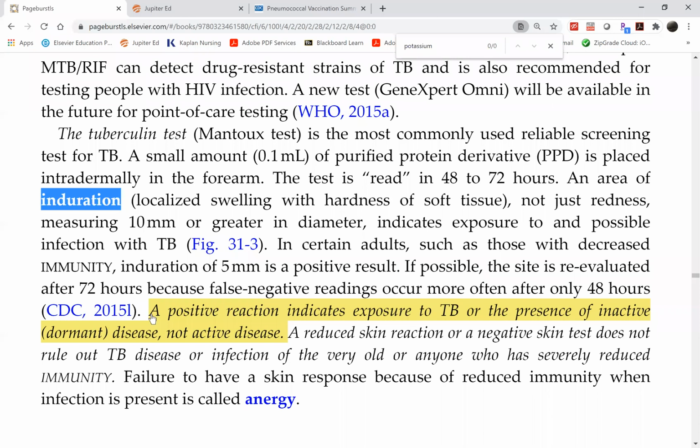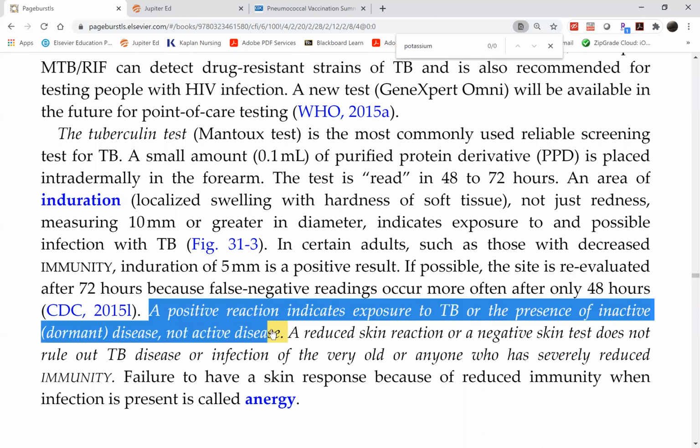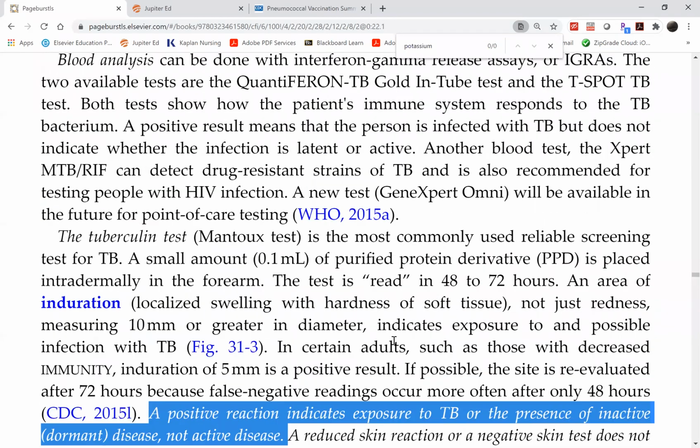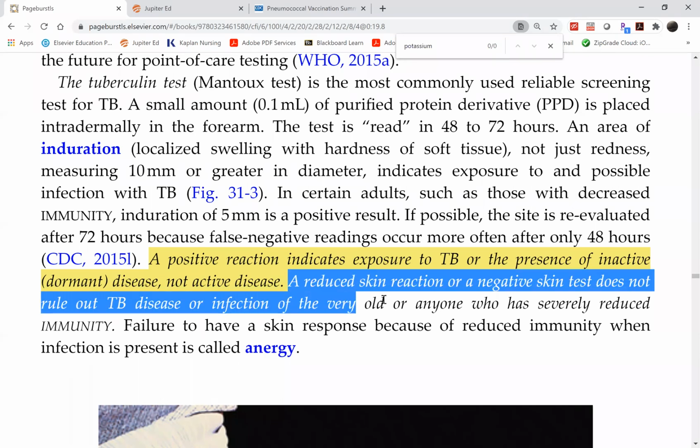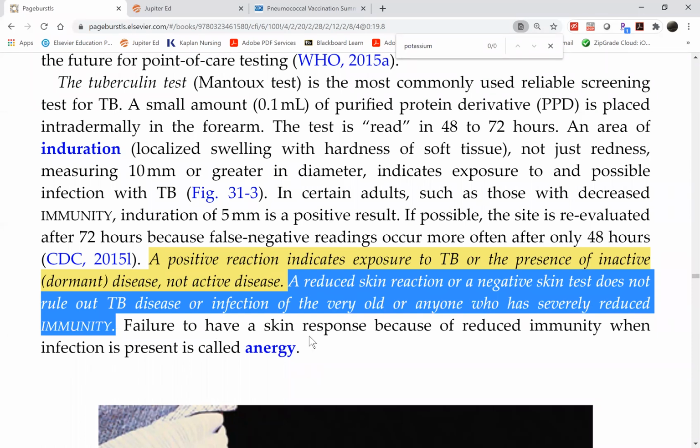Again, this is another test. So PPD, just like QuantiFERON, IGRAs, and T-SPOT, does not indicate whether it's active or latent. It only indicates exposure. Also, if you have a severely immunocompromised patient, let's say a patient with AIDS or HIV, if the immune system is so low, let's say a white count of less than 500, they may have a negative test, but it doesn't mean they haven't been exposed. Their immune system is just so severely impaired that they can't mount an inflammatory response. There is no skin reaction. So that's the exception, what we call false negatives. A patient with severe immunosuppression may have a false negative.